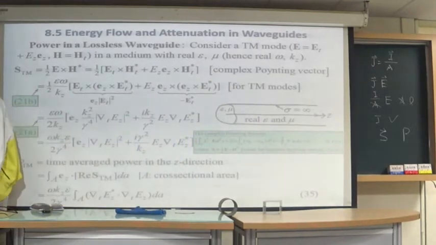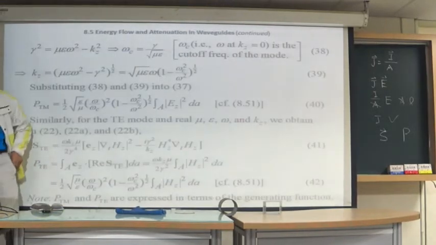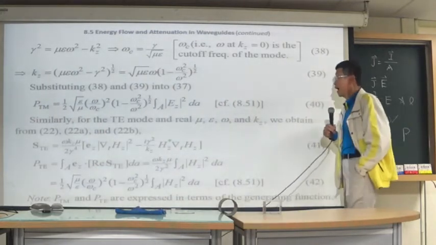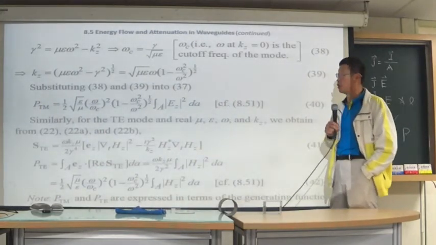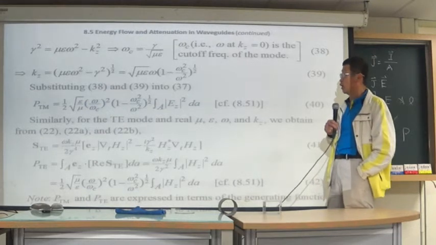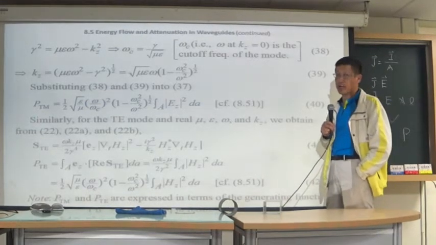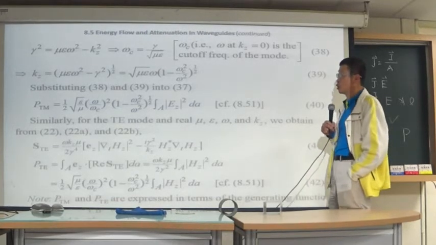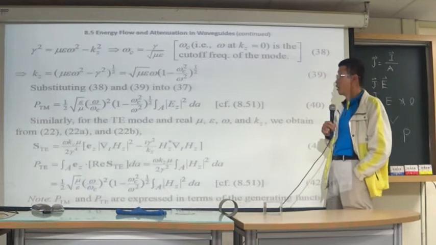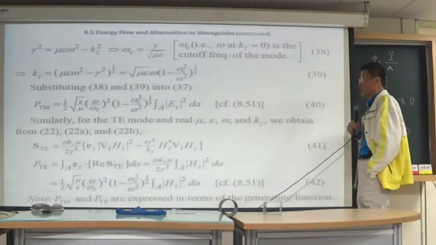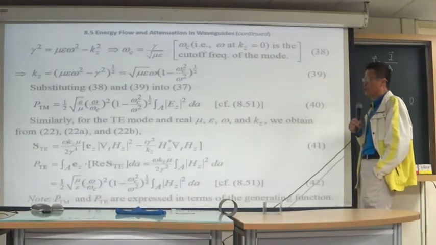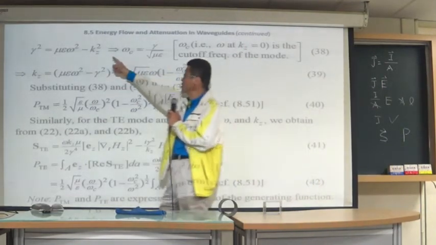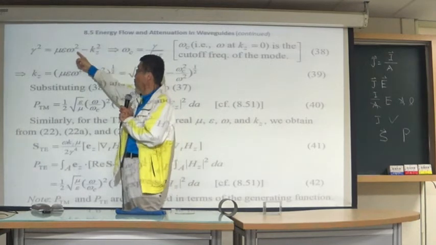Let's move on. Okay, so we know gamma, omega, and kz have a simple relation. And gamma is actually determined by the cross-section. Okay, so gamma helps us to determine the cutoff frequency. That is, the cutoff frequency means the omega at kz equals zero. Omega at kz equals zero. So that tells us the minimum frequency.